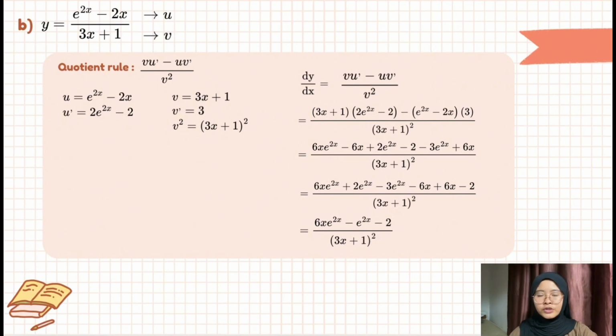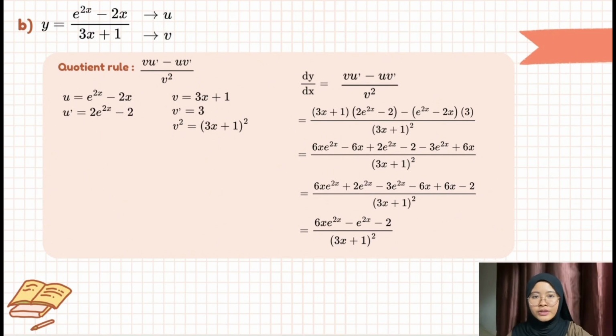So, u equals exponential to the power of 2x minus 2x. When we differentiate, we got u prime equals 2 exponential to the power of 2x minus 2. v equals 3x plus 1. When we differentiate, we got v prime equals 3. v squared equals 3x plus 1 squared.